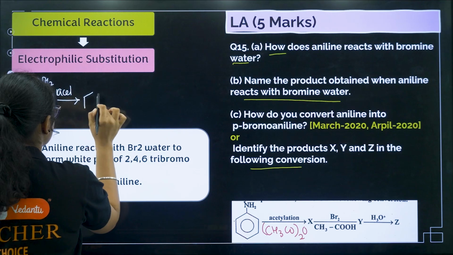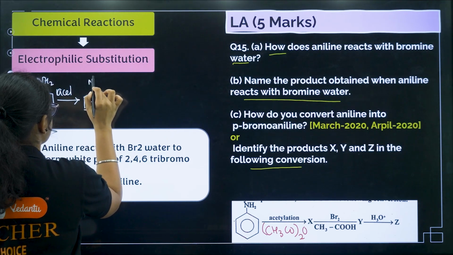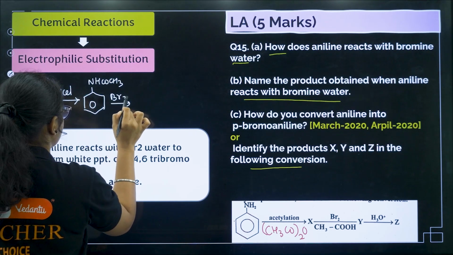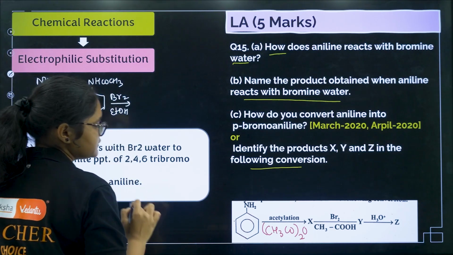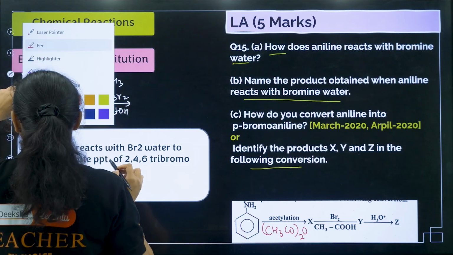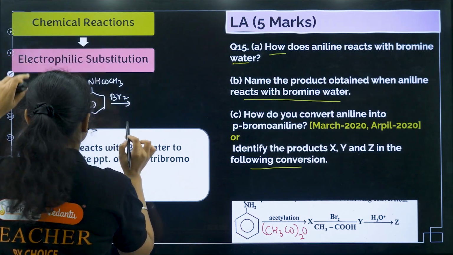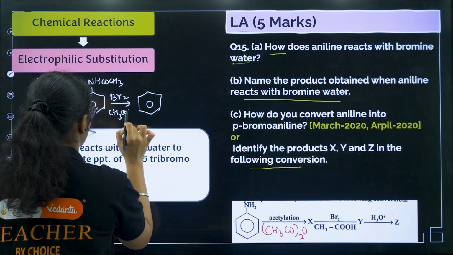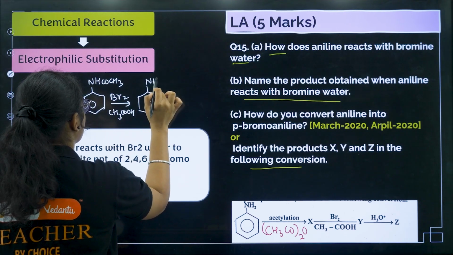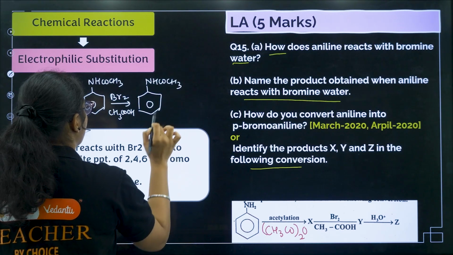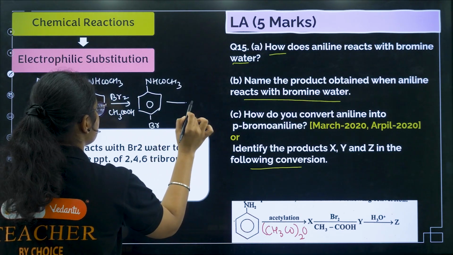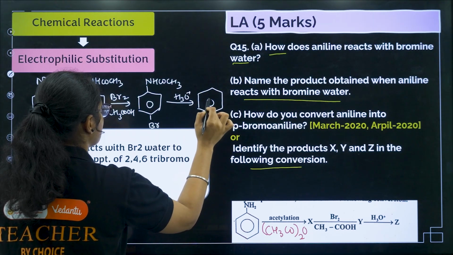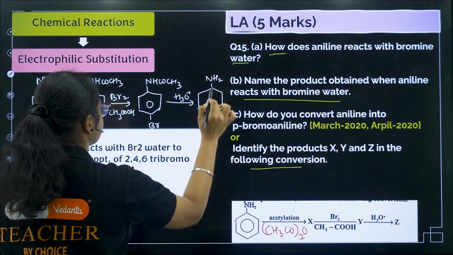Now if you do acylation, you will get NHCOCH3. Next, you are doing bromine in acetic acid. Sorry, not ethanol, you have to use acetic acid. So I am writing bromine with acetic acid, CH3COOH. That will give you NHCOCH3 with bromine. Now if you do hydrolysis, you will get NH2 with bromine.